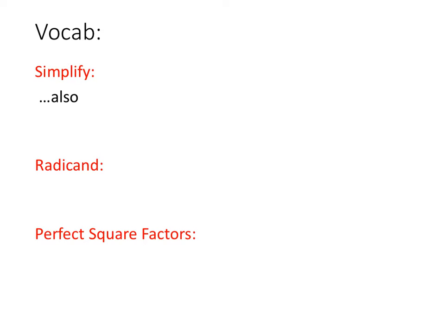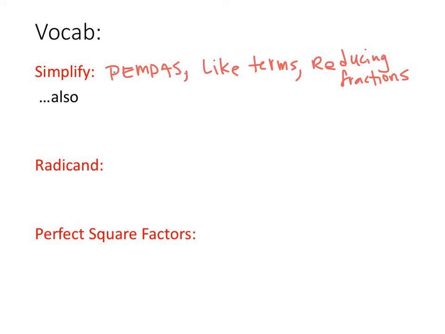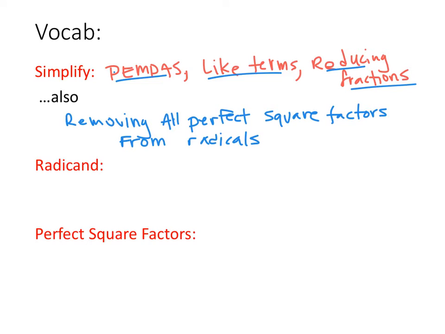Before we get into anything else, we just need to make sure that we have a couple of vocab words that are on par with what we're trying to do. When we talk about simplifying, we can look at things like using our order of operations, or PEMDAS, combining like terms and anything associated with that, or even reducing fractions. But here it also means removing all perfect square factors from what we call radicals. Now, radicals are basically just another name for a square root. So whenever we refer to radicals, we're really just referring to square roots.